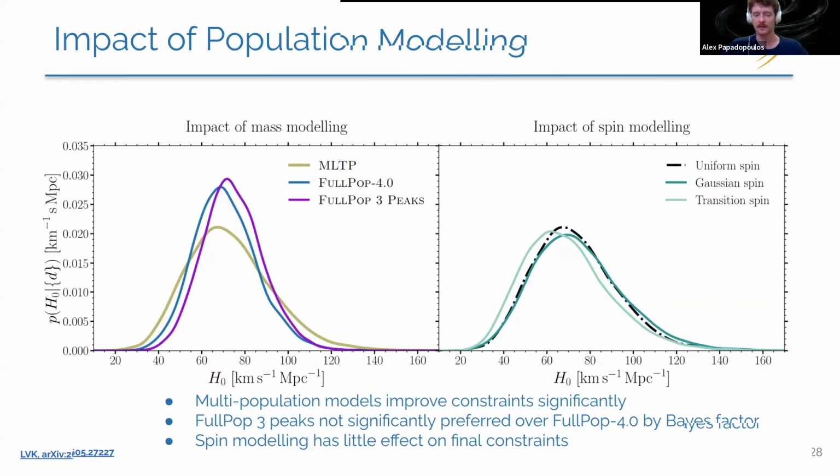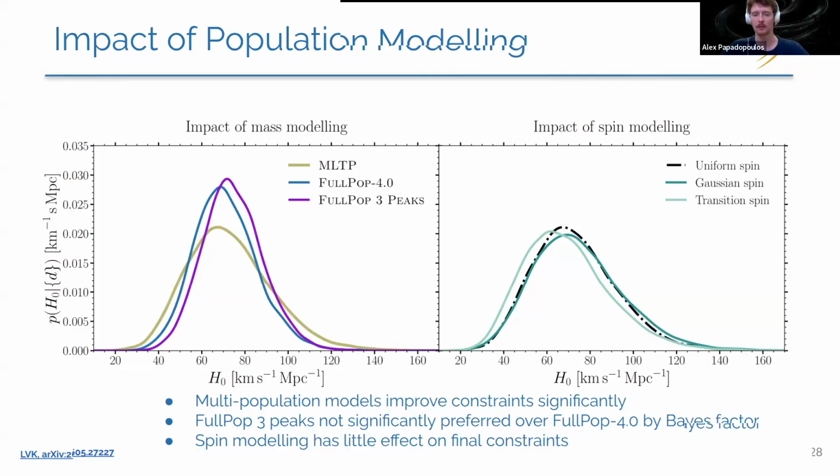As you can see here, compared to the other two, which are our multi-population models, those which use both neutron stars and black holes, the multi-peak gives us slightly worse constraints on the Hubble constant. The overall distribution is a bit broader. We also find that when we include some extra features, the full pop 3 peaks has some extra features for high mass black holes. We find that these extra features slightly improve our constraints. They narrow the shape of the posterior a little bit more, but not very significantly relative to our fiducial model, which is the full pop 4.0.